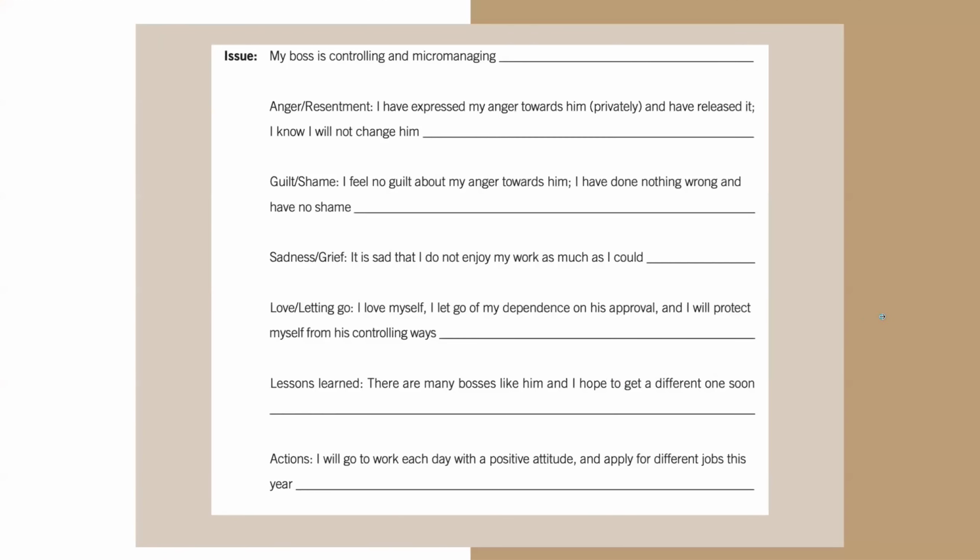So here's another example, because it's always great to go through examples. Then you can apply it to your situation. The issue is my boss is controlling and micromanaging. Again, they don't all have to be from your childhood. This is an ongoing situation for this person, right? This person has expressed the anger towards him privately and released it. I know I will not change him. Again, they've gone through that exercise of expressing anger.